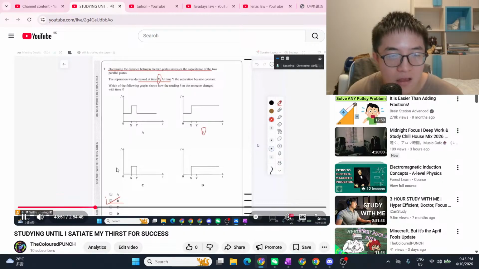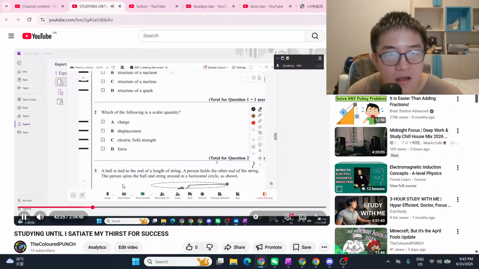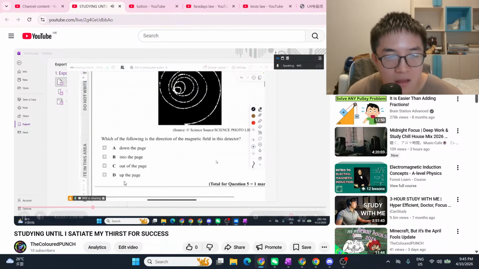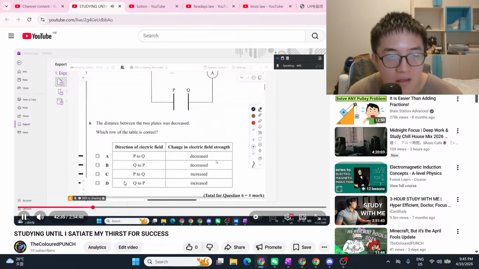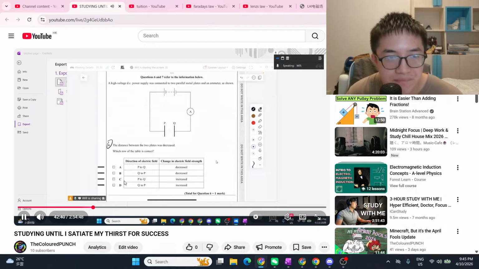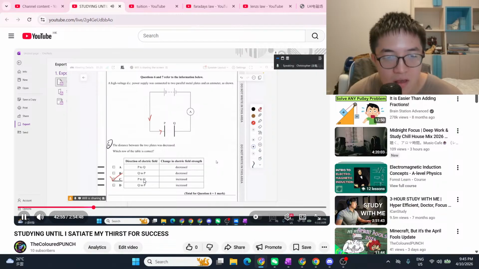The capacitance increase. The scalar quantity, right? Yeah. It is the one, the A charge, right? No problem. Okay. And the six is what? The capacitor. Okay. The six, you choose what? I choose C. C, right? Why do you choose C? Because on P is the positive charge, on Q is negative charge, so it's P to Q. Okay, no problem.